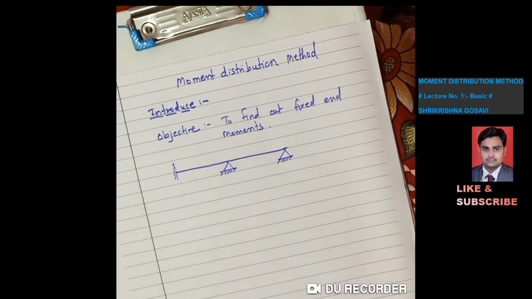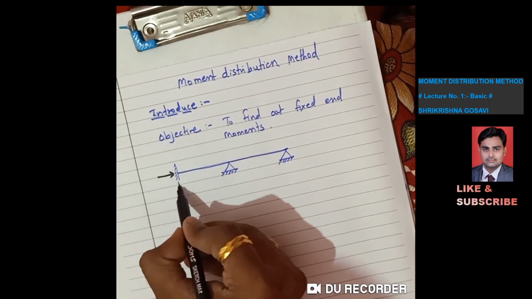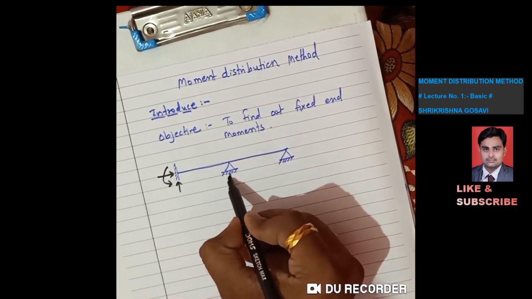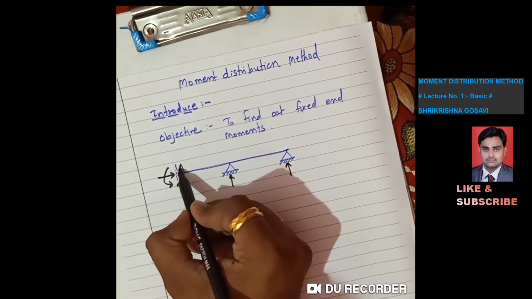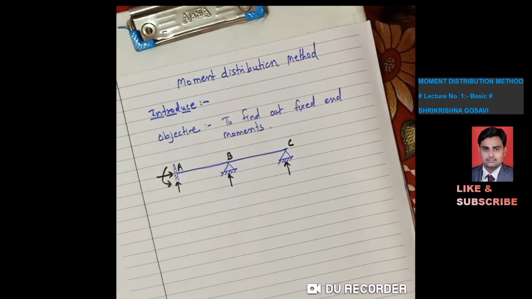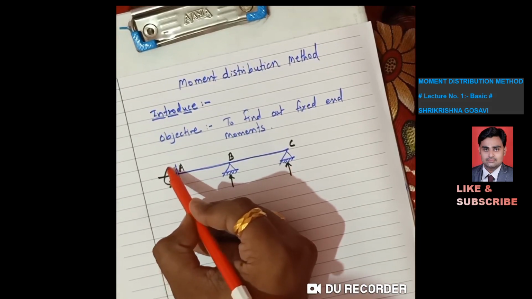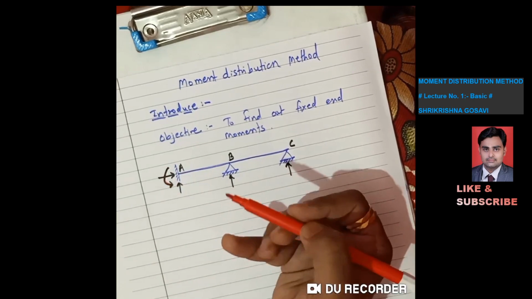Now if you draw the free body diagram of this beam, then here a horizontal reaction is there, a vertical reaction is there, a moment is there, and here a vertical reaction is present, here also a vertical reaction is present. Let it be point A, point B, and this is point C. Now at this point, this moment is present. This is nothing but the fixed end moment.